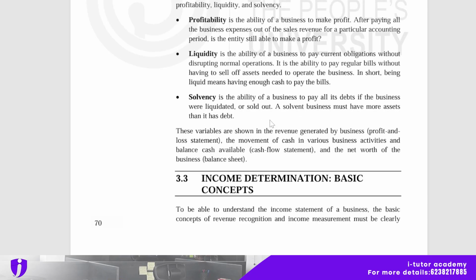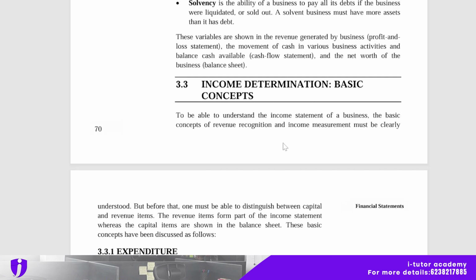Liquidity is the ability of a business to pay current obligations without disrupting normal operations. It is the ability to pay regular bills without having to sell off assets needed to operate the business. In short, being liquid means having enough cash to pay the bills. Solvency is the ability of a business to pay all its debts if the business were liquidated or sold out. A solvent business must have more assets than it has debt.